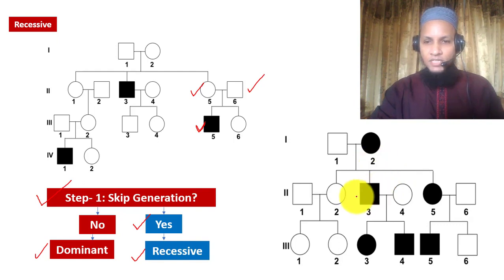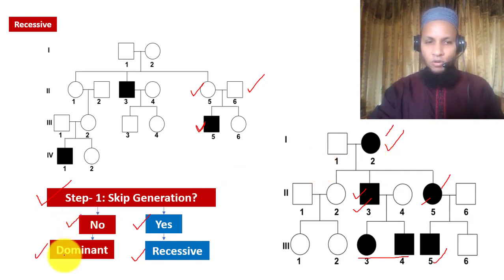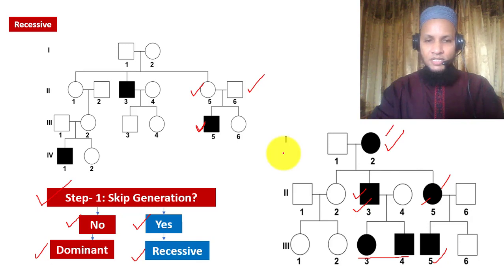In this pedigree, we can see every affected person has at least one affected parent. For example, this affected person has an affected mother. This affected person has an affected mother. These affected persons have an affected father, and this affected person has an affected mother. So there is no skipping of generation. All generations are affected. So if there is no skipping, we will call it dominant disease. In the next step, we will identify whether it is sex-linked or X-linked or autosomal.